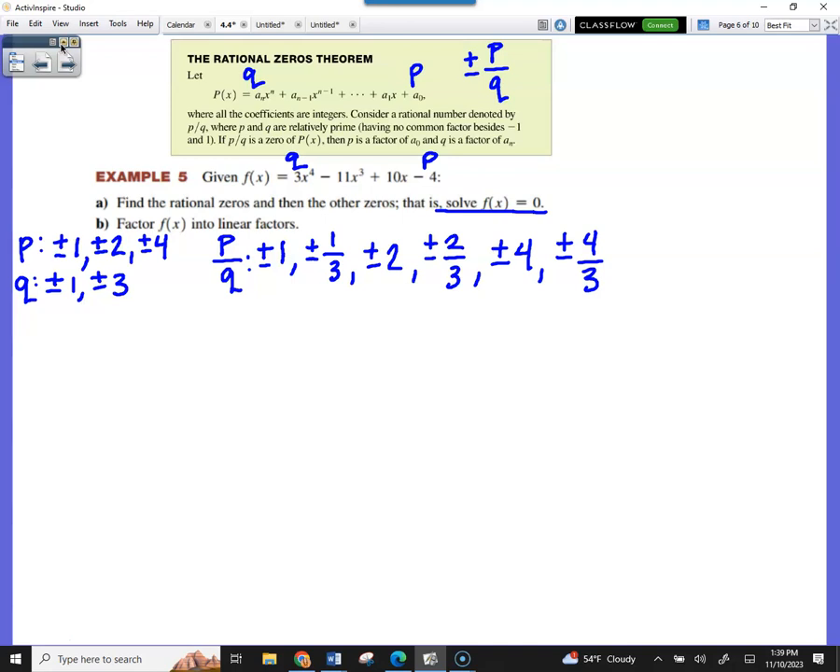So, try 1. You're going to go to the polynomial. You're going to plug 1 in. And then confirm if you get 0. Plug 1 in and see if you get 0.